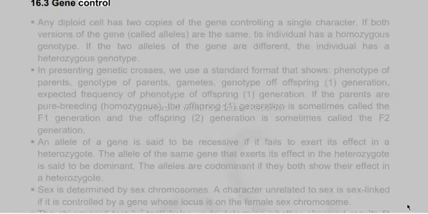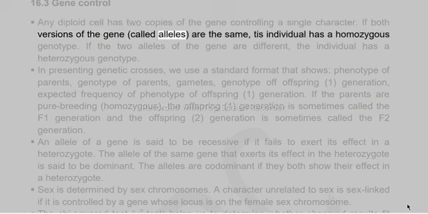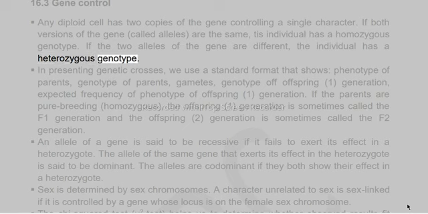16.3 Gene control. Any diploid cell has two copies of the gene controlling a single character. If both versions of the gene, called alleles, are the same, the individual has a homozygous genotype. If the two alleles of the gene are different, the individual has a heterozygous genotype.